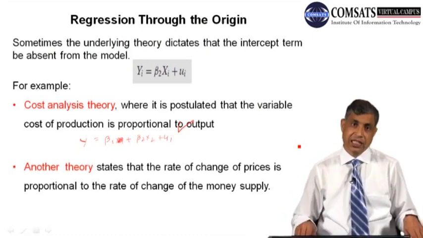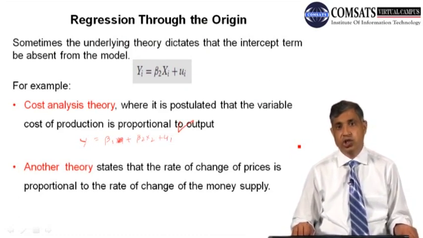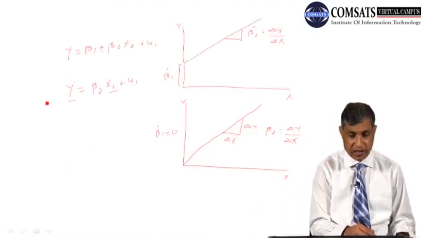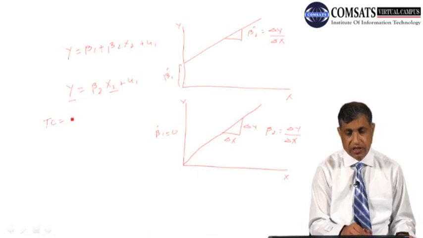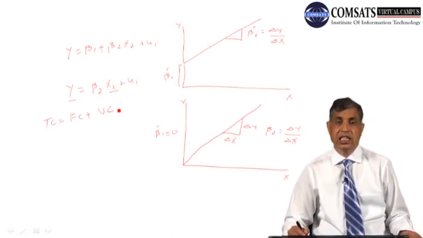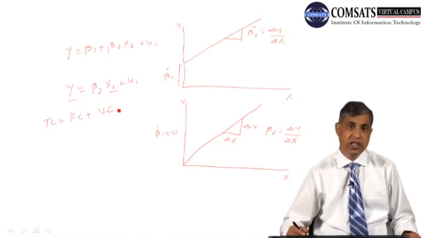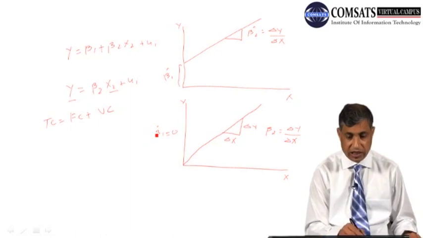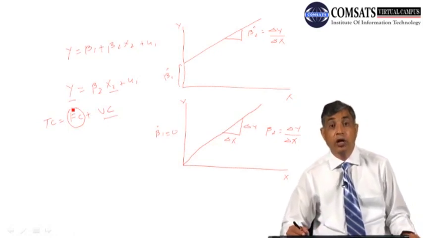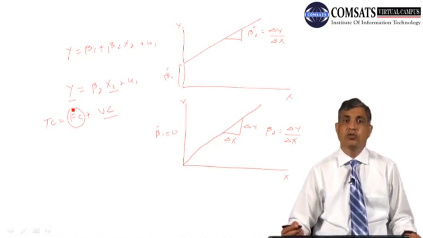For example, what is the simplest example? Suppose you are the project managers and you know the cost analysis theory. What is the cost analysis theory? If you know that there are two kinds of cost, that total cost is equal to fixed cost plus variable cost. What the cost theory says is that there is an exact relationship between the number of units of production and the variable cost. What this means is that the fixed cost will remain the same whether you produce only one unit or more units, for example, your factory or your machines.